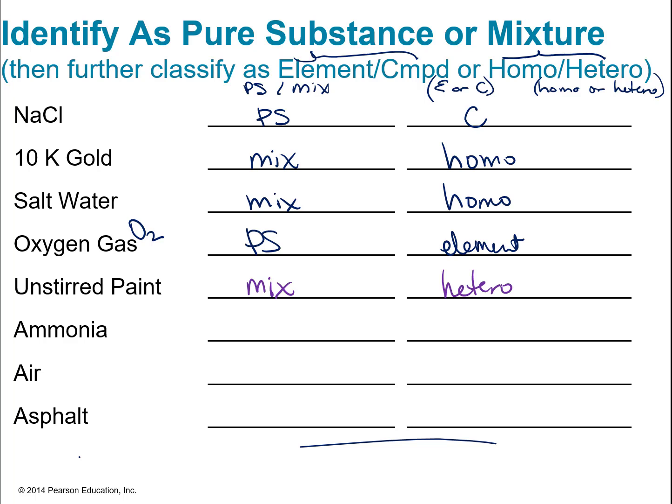The next one you might not know just from the name. But if I said ammonia, NH3, what is that? Now you know this is a pure substance, and it's a compound, because it's got a chemical formula in it, and you can see there's nitrogen and hydrogen. So you see more than one element listed in a formula.